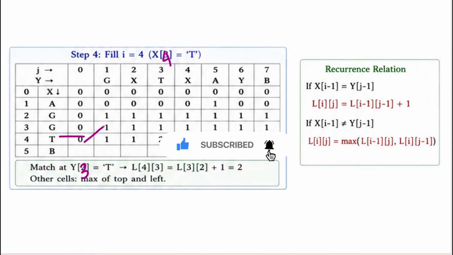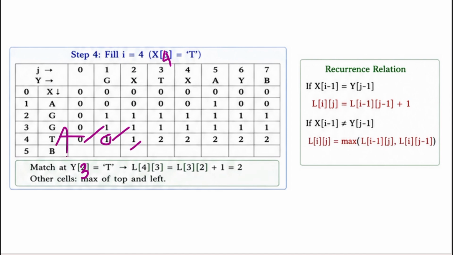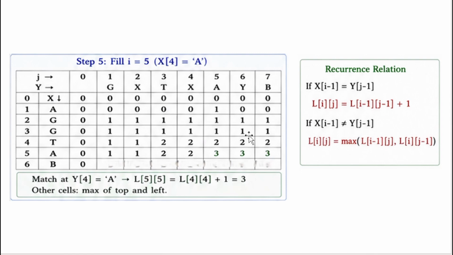Then compare these two values, which one is maximum, put this value. Here also not matching, which one is maximum, put this value. But here also t, here also t, right? Both are same. Then add the diagonal value plus 1. So 1 plus 1, 2. Then all other values are not same. So compare these two values, top and left value. Which one is maximum, put that value. Clear? Okay. Then next, the last step.